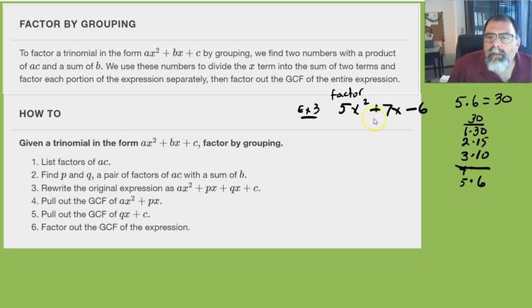And now, just like we did in the other one, the sign of the last number, if it's negative, you're going to subtract these. So I'm going to subtract. I'm going to get 29. 15 minus 2 is 13. 10 minus 3 is 7. And notice how they go in order. The biggest is on top and the smallest at the bottom.